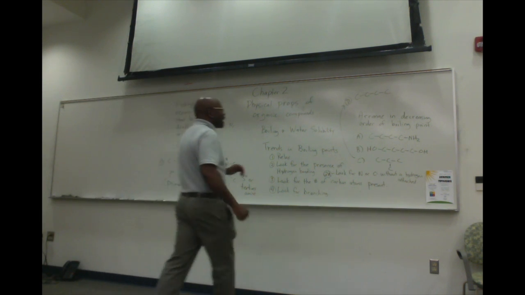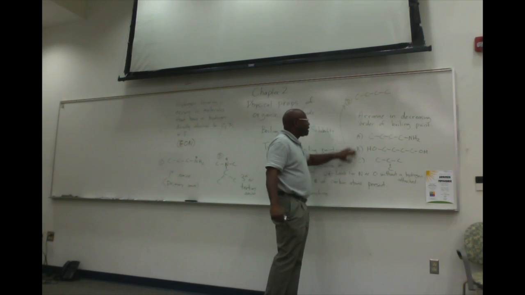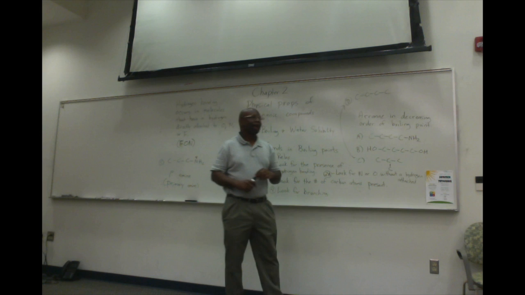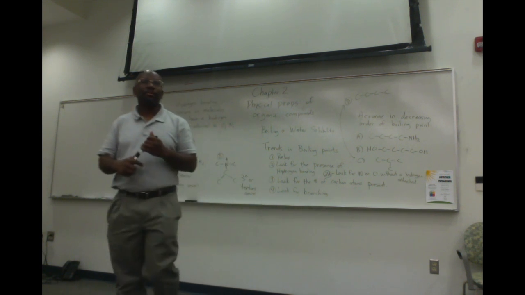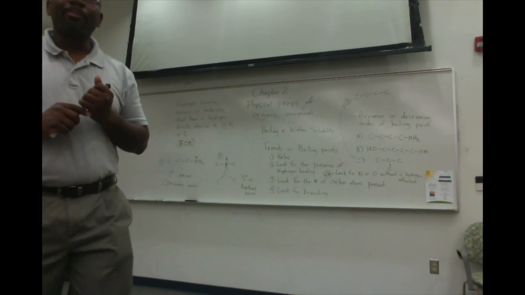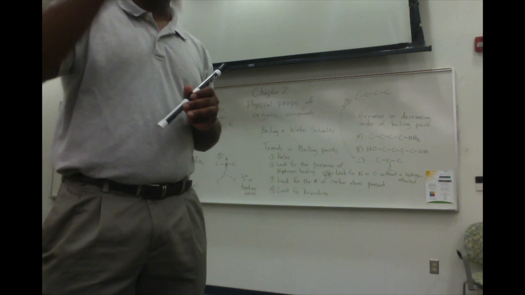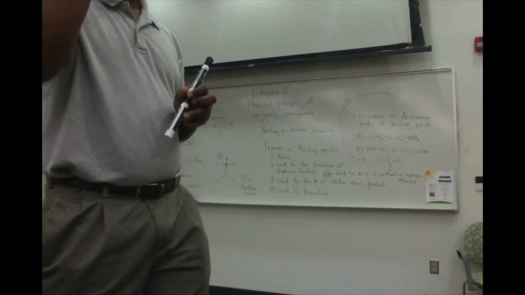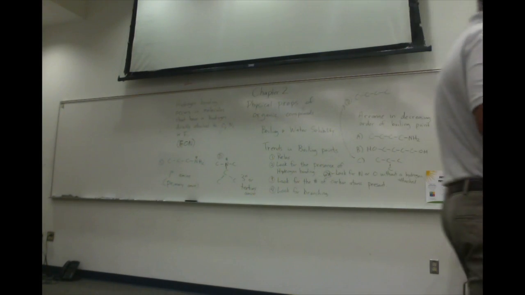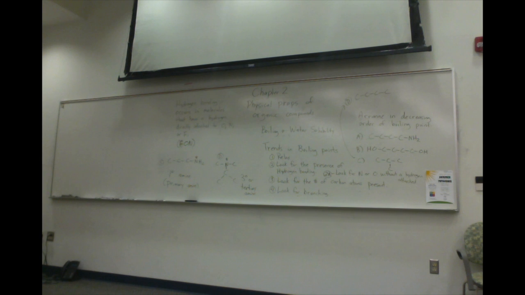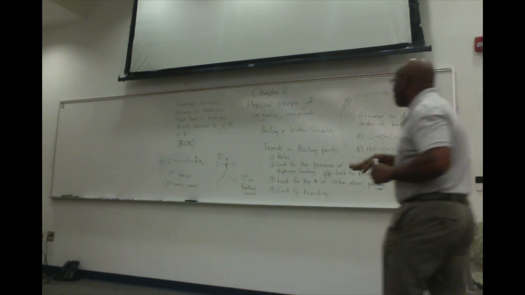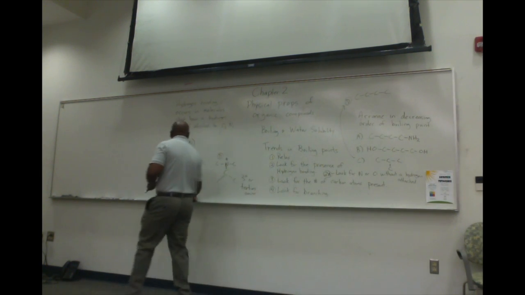So here we're going to look at molecules A, B, C, and D. You said what about the branching? The more branching you have, the lower the boiling point. Try to elaborate more on the carbon atoms right here.